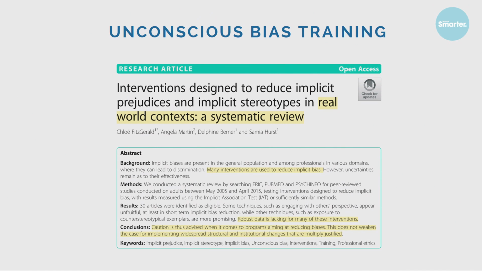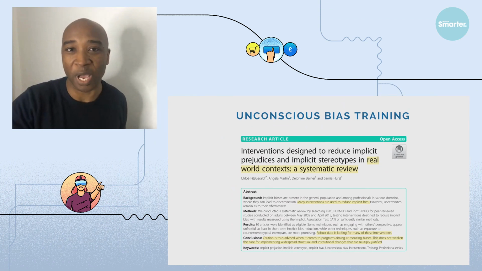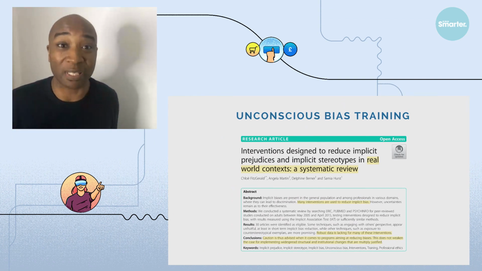And what they say is many implementations are used to reduce implicit bias, but the evidence is inconsistent. Robust data is lacking for many of the interventions. Does this mean that unconscious bias training does not work? No, but it does suggest that using unconscious bias training as a single approach, as a way to actually address diversity and inclusion, may be short-sighted.